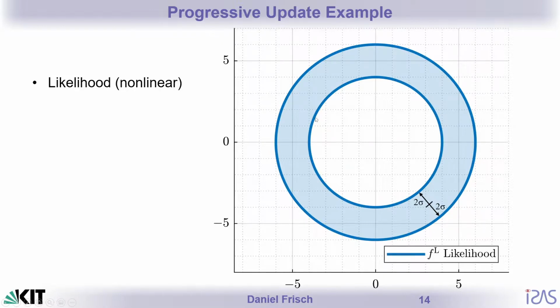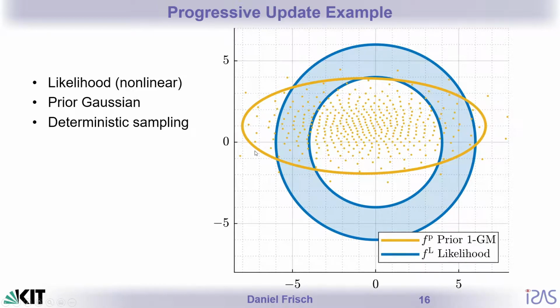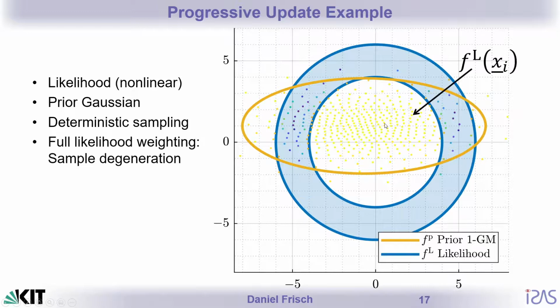This is the likelihood function visualized by the 2 sigma contour lines of the additive noise. This is the prior Gaussian, could be also Gaussian mixture, and the first step is to obtain deterministic samples of the prior. If we would now reweight the prior samples by the original likelihood function value, then we would face severe sample degeneration because the likelihood function is close to 0 here.